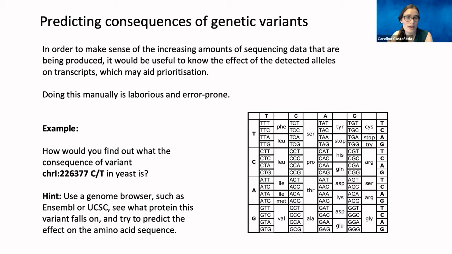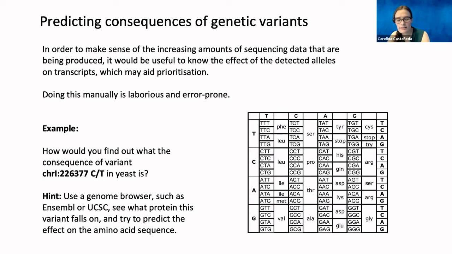So we know that the DNA encodes all the information to form proteins. And this information is organized in triplets. Each triplet encodes one specific amino acid. So let's say you have your table here of all the combinations of bases and how they build each specific amino acid. How would you find out what the consequence is of a variant in a specific position, for example, on chromosome 1, a change from C to T in yeast, and how it impacts the protein?